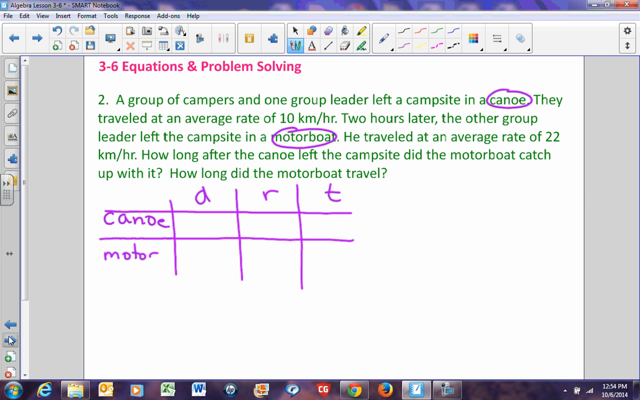They traveled at an average rate of 10 kilometers per hour. Okay, do we know how long they traveled? No, we don't. So I'm going to let T equal their time. So T is going to be the time for the canoe. It says 2 hours later, the other group leader left the campsite in a motorboat. So the motorboat's time is going to be T minus 2 because they left 2 hours later. So no matter what, they're always going to be traveling 2 hours less. So T minus 2 equals the motorboat's time.